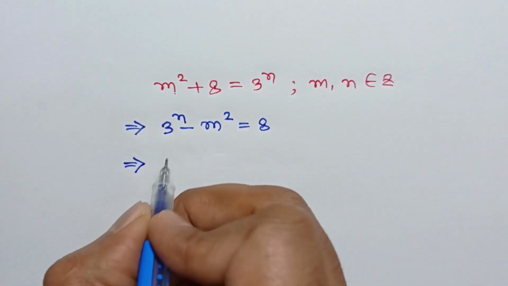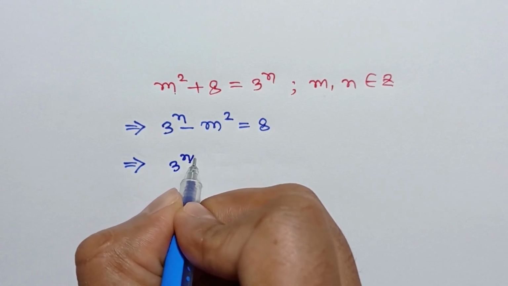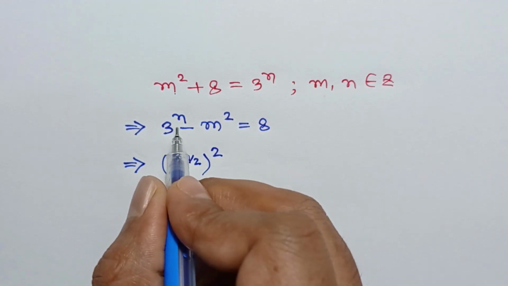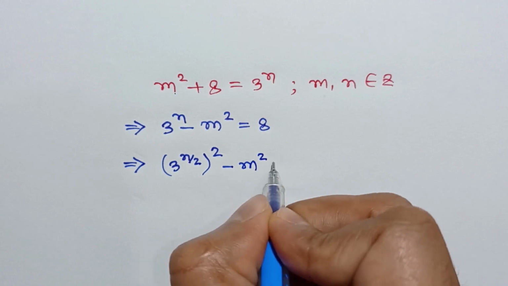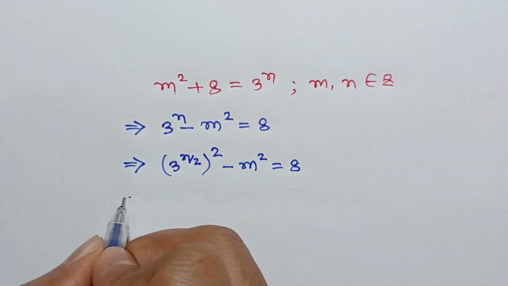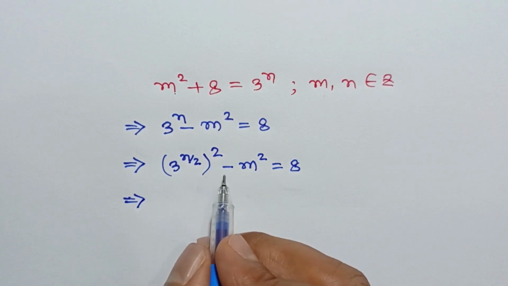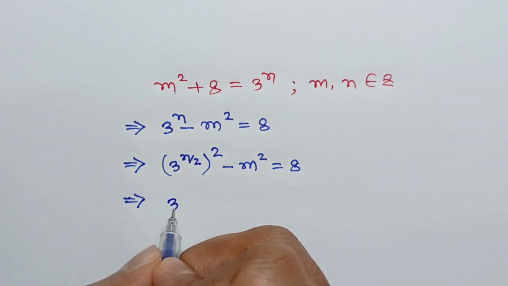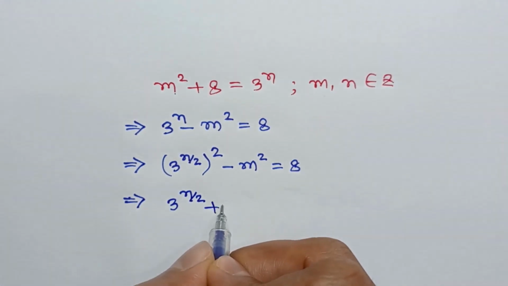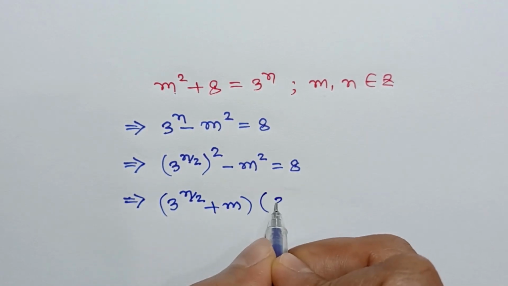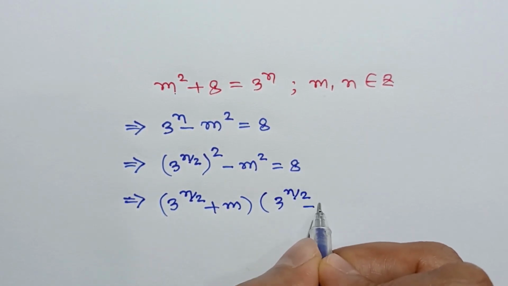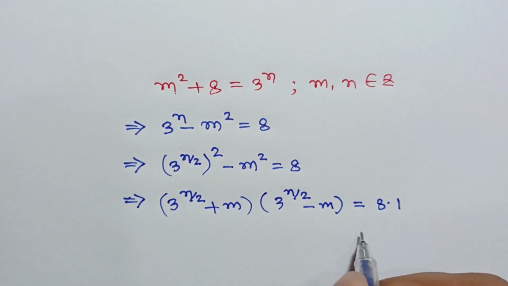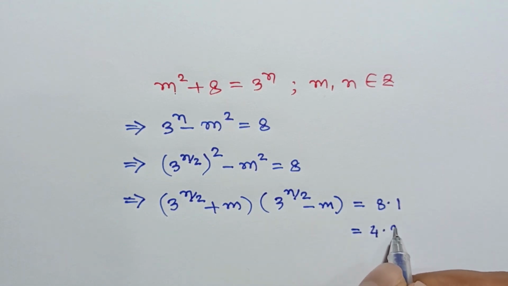3 to the power n can be written as 3 to the power n over 2 whole square. This 2 and 2 will cancel out, so it will be 3 to the power n minus m square is equal to 8. Applying the formula a square minus b square is equal to a plus b times a minus b, we will have 3 to the power n over 2 plus m times 3 to the power n over 2 minus m is equal to 8, and 8 can be written as 8 times 1 or 4 times 2.